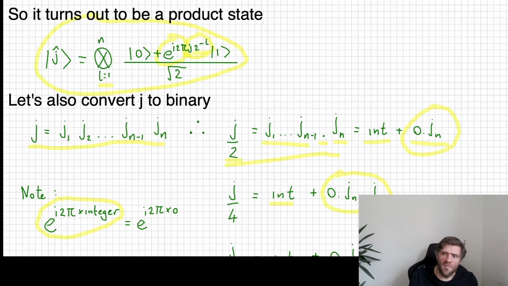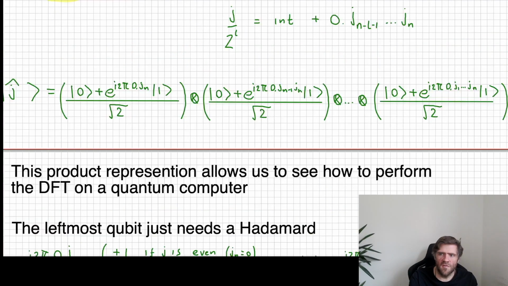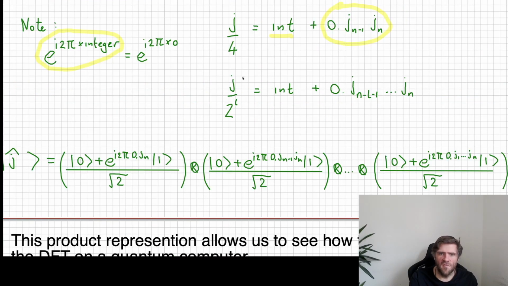Okay, so let's move down, and you can see the more general form, although that's fairly obvious, I would have thought. The more general form is just J divided by 2 to the L, and then we have these L bits. And then we can write it in this way in terms of these fractional forms. So one of the qubits only has 0.Jn. It only depends on that bit. The next one has 2, and so on.